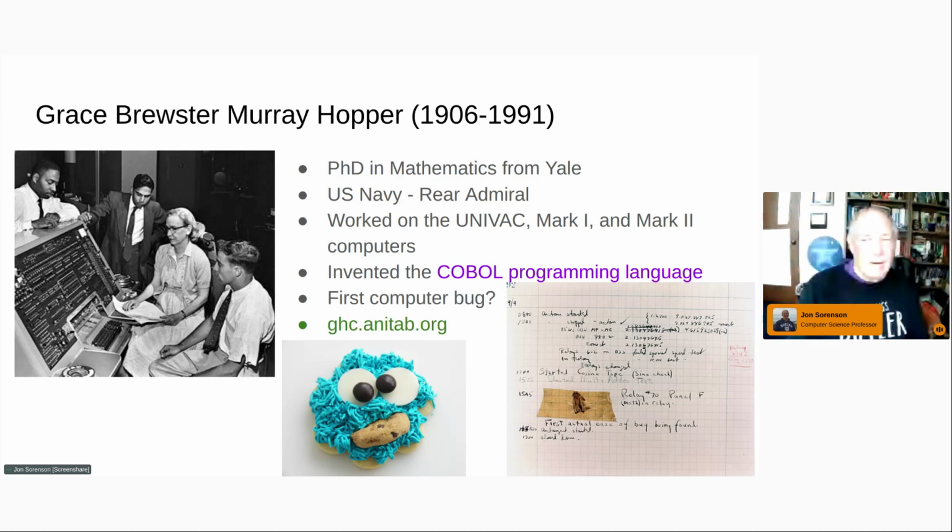And here is a picture of it. There's a picture of the moth under a piece of tape, and it says right there, first actual example of a bug being found. So that's kind of amusing. So yeah, early bugs sometimes were actual insects inside the wiring of the computer. And there's a website that celebrates an annual conference for Grace Hopper that encourages technology and computing for women. So that's something to look up if you're interested in that.